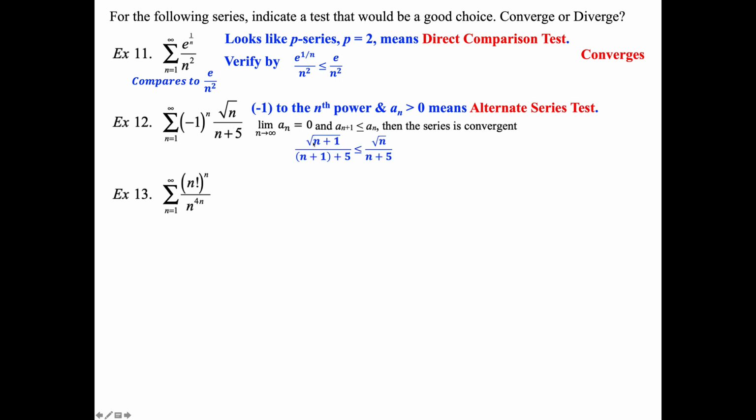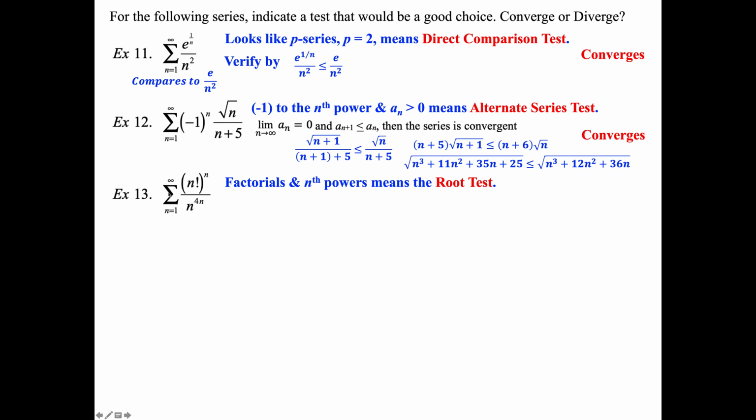So let's compare. Square root of n plus 1 over n plus 1 plus 5 is less than or equal to square root of n over n plus 5. Cross multiply. Do some simplifying. The n plus 5 goes inside the radical with the n plus 1. You have to square that binomial first to put it on the inside, then FOIL it. Same thing with n plus 6. You square it, put it inside of a square root, then you can multiply those together. And then we'll just start canceling and simplifying things away, or you can just square both sides and start canceling your terms. But this converges.